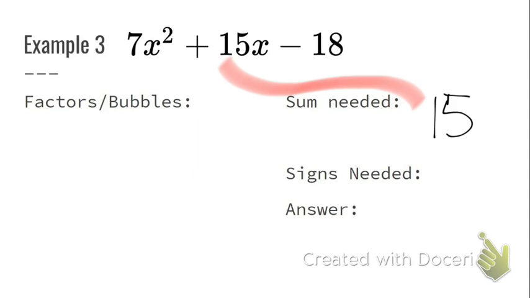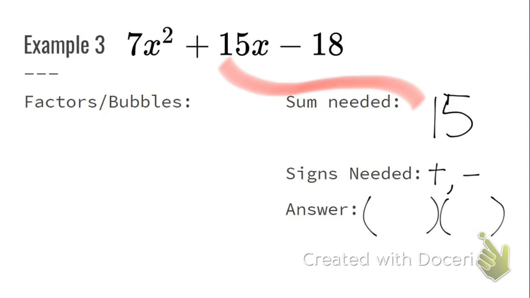The signs we need, we look back here, we see that we're multiplying to a negative number. If you multiply to a negative number, you know you need a positive sign and a negative sign. We just don't necessarily know which set of parentheses it would go in yet, but we'll figure that out.